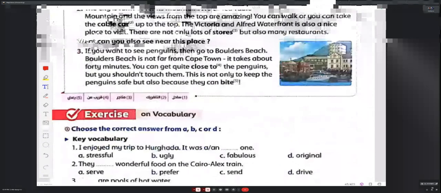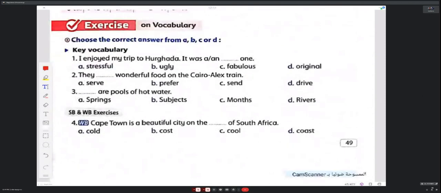The first sentence in the exercise, Luigi: I enjoyed my trip to Hurghada. It was a fabulous one. Number two: they serve wonderful food on the Cairo-Alex train. They serve food, okay.